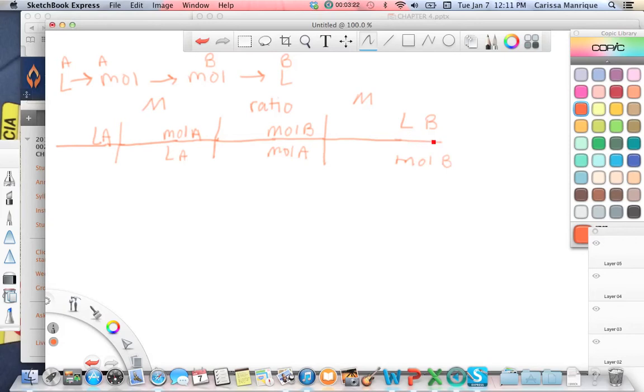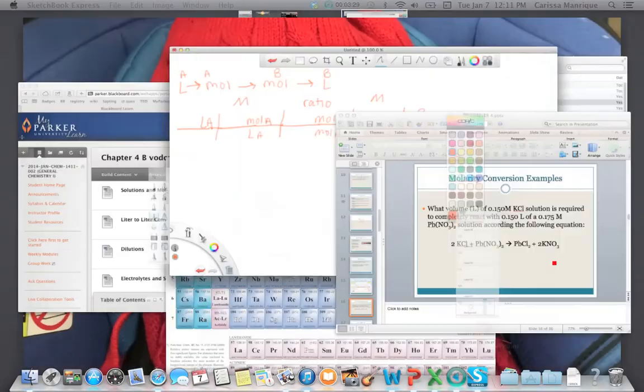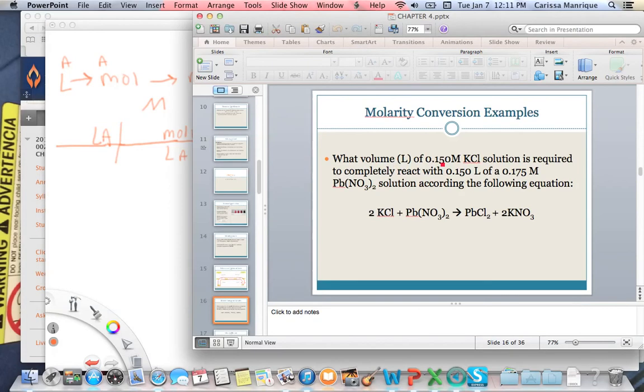Again, very, very similar to what we were doing with gram to gram. So let's look at our whole problem here. What volume of 0.15 potassium chloride solution is required to completely react with 0.15 liters of a 0.175 molarity solution according to this equation? Do you see that it asks for liters? What is the liters? So this is our B, because whatever volume they're asking for, that's B.